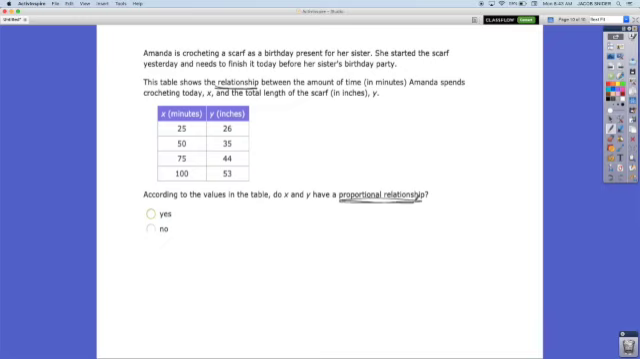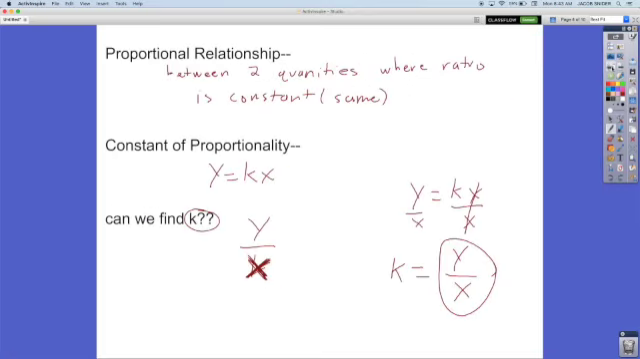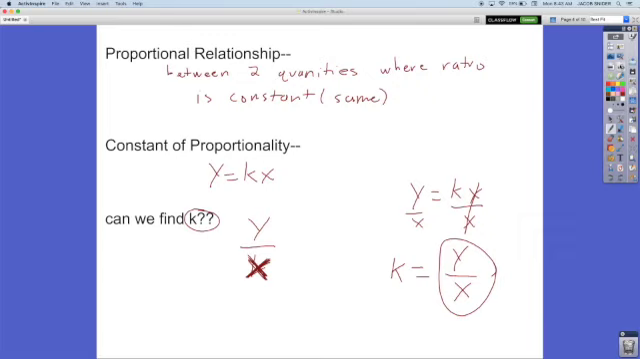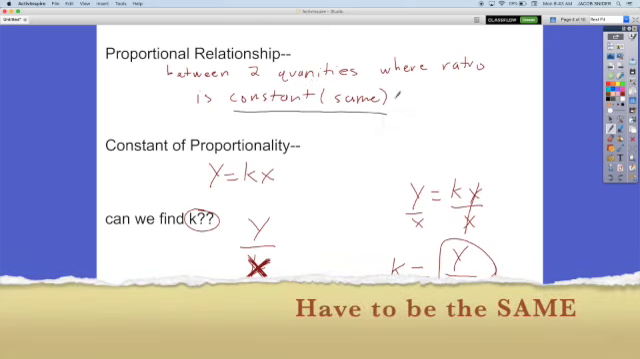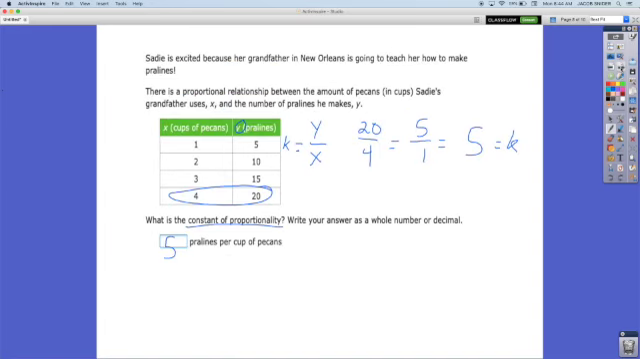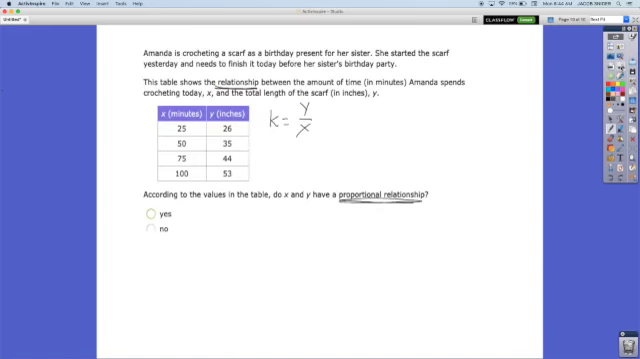Now, how can I figure that out? You may need a calculator to do this. But remember, I'm asking about that k value, which k equals y over x. Let's take a couple of these terms and figure it out. And remember, if I go all the way back to my definition, it has to be constant. They have to be the same. They have to be the same. So in this instance, what we need to figure out first is, is the relationship the same?